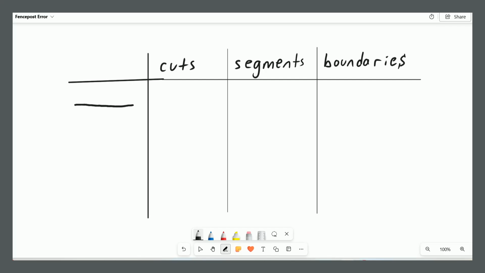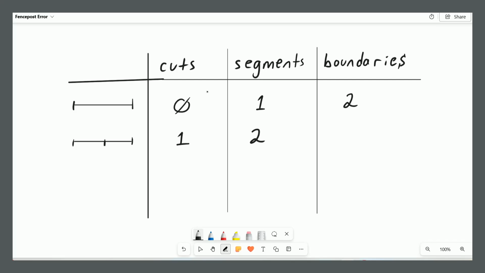Say there's our line right there. This could be a rope, a stick, a fence. Imagine it as whatever line you want. Well, as we've drawn it now, there are 0 cuts. There is 1 segment, the entire line, and there are 2 boundaries, the beginning and the end. Now, let's say we make 1 cut, okay? Well, that's 1 cut right there, which results in 2 segments, right?